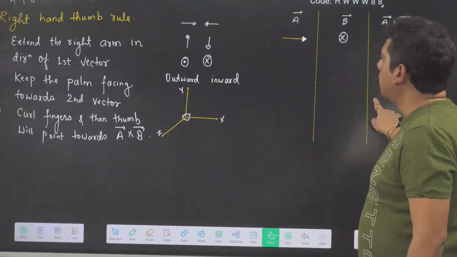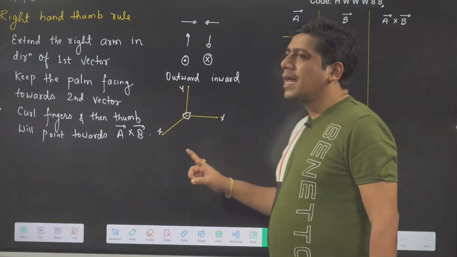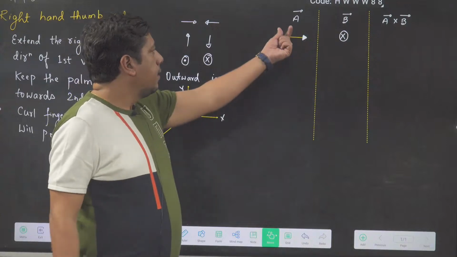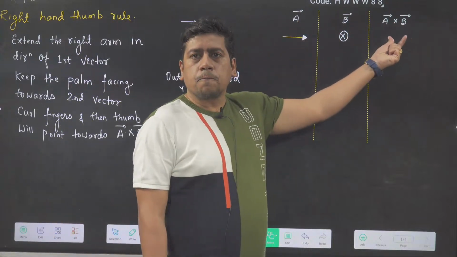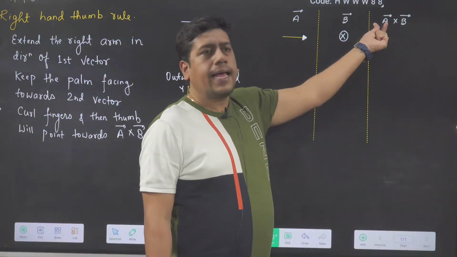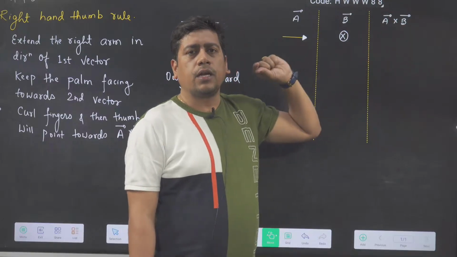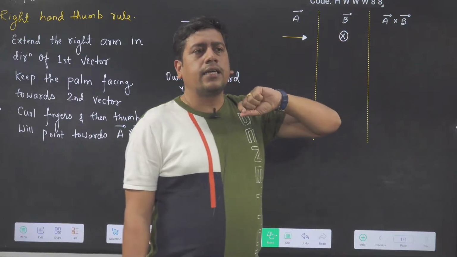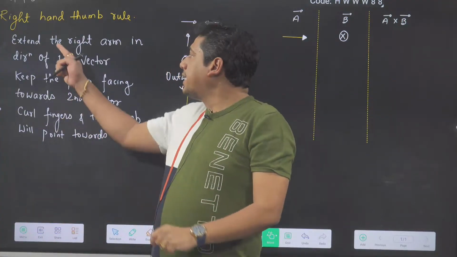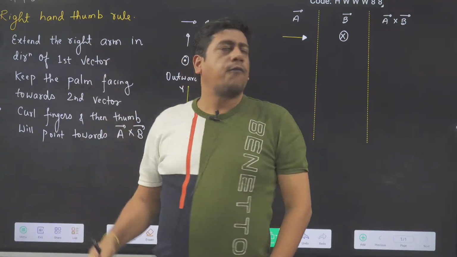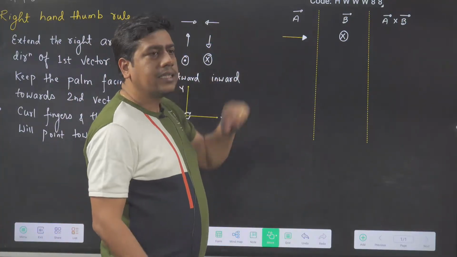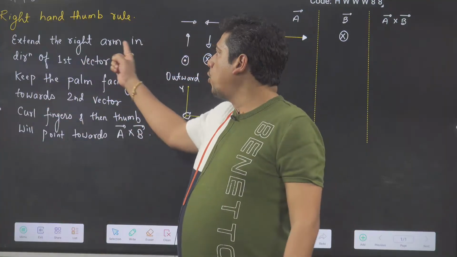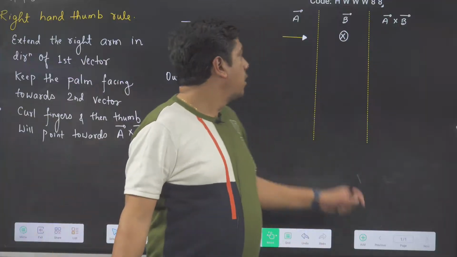Rule says, bacha, extend the right arm in the direction of first vector. Now, what do you mean by first vector, second vector? First vector means we are doing A cross B. So if you are doing A cross B, then A is first, B is second. That is the meaning of first and second. So extend your right arm in the direction of A vector.